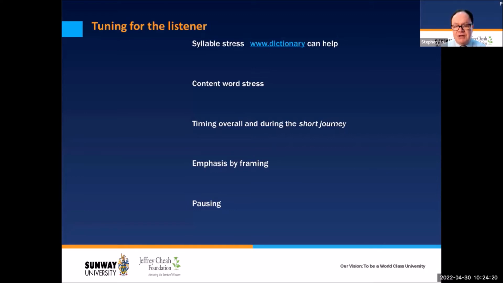Now, with tuning for the listener, what is also important is the overall timing of your journey, because what we're looking at here in any presentation is sharing your story and showing your reader where you're going. So you're tuning in their understanding. And that includes framing. And by framing, I mean the use of pauses and also the use of signals to your listener. So at the moment, I'm talking about tuning for the listener.